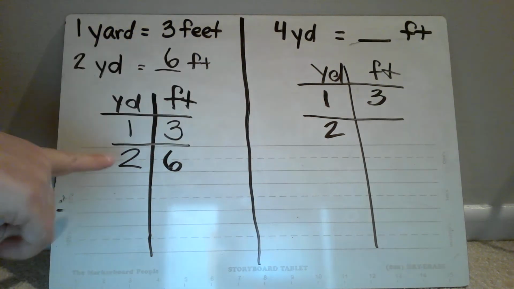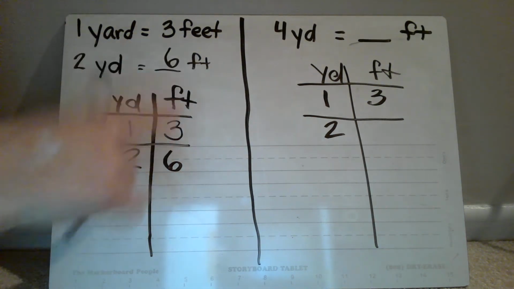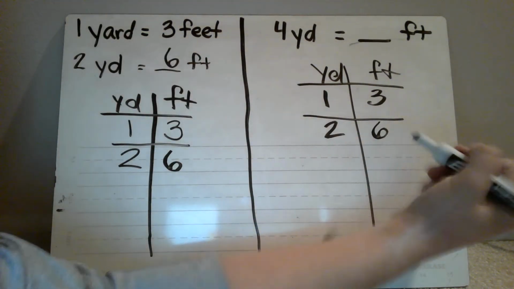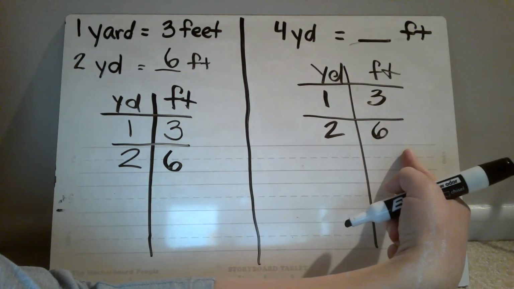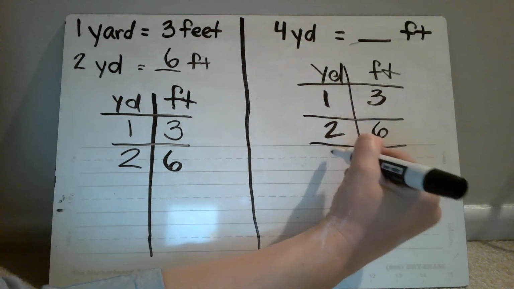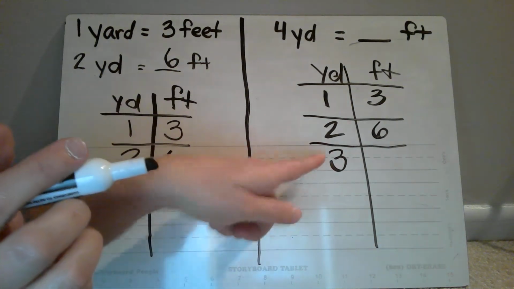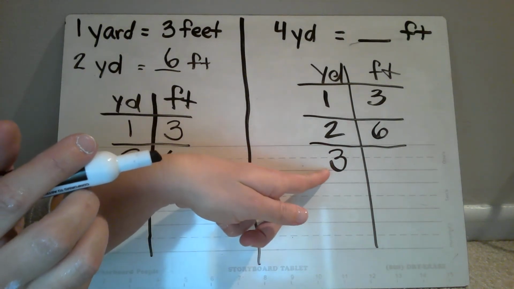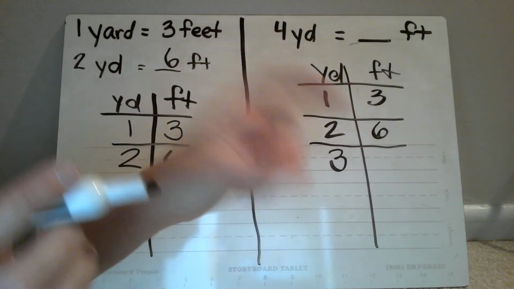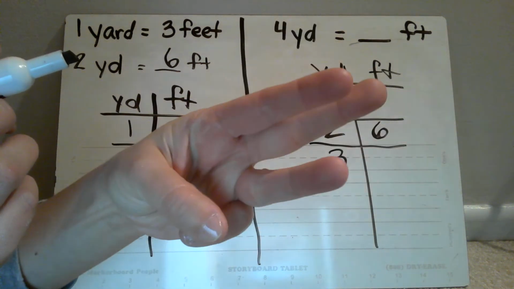We know from the previous problem that 2 yards is 6 feet because we just added 3 from the previous one. So 3 yards would be 3 times 3. So it's going to be 3, 6, 9.